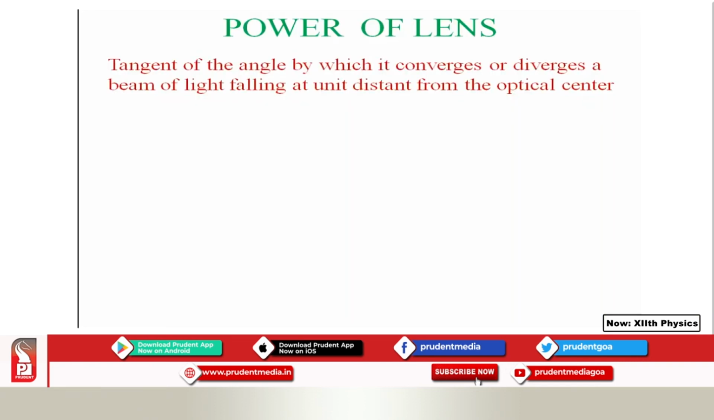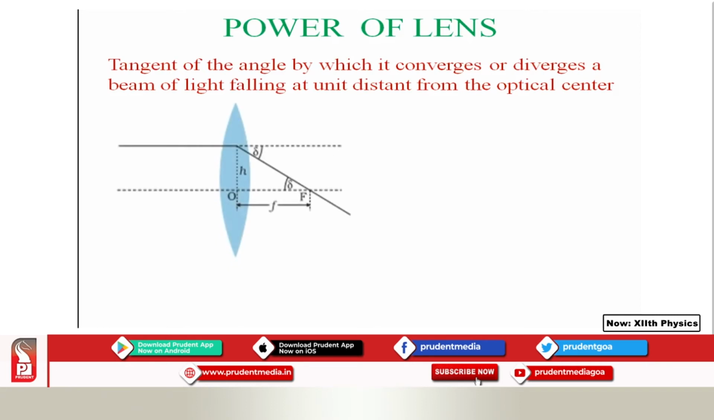Now, a few small things: how to get the power of a lens. How do we know the power of the lens? So, the simplest definition is the tangent of the angle by which it converges or diverges a beam of light.